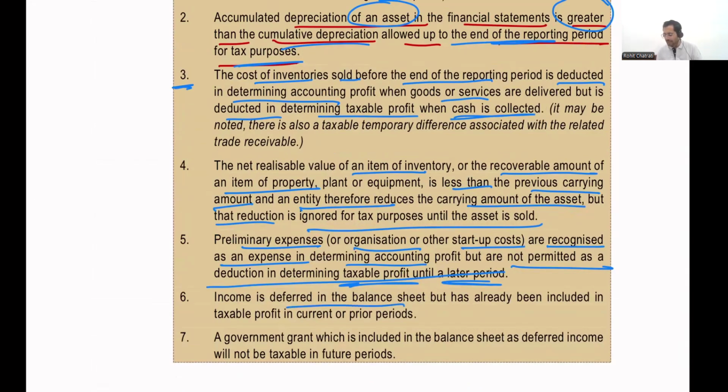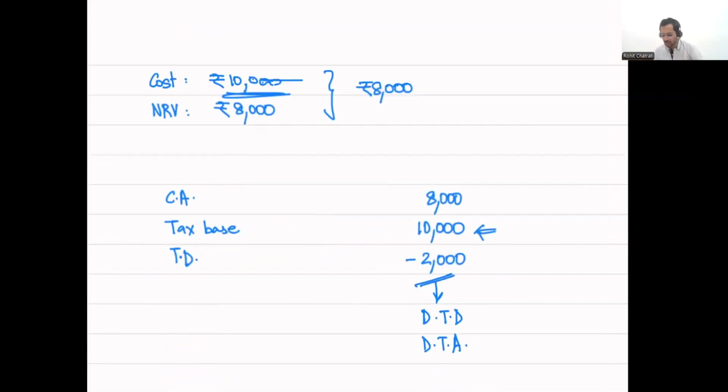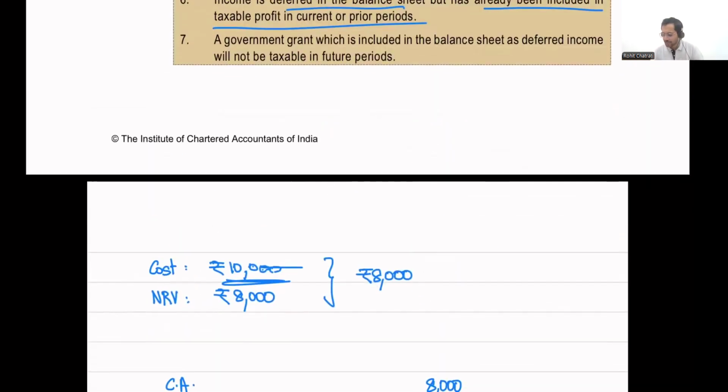Income is deferred in the balance sheet but has already been included in taxable profit in the current or previous periods. Let us say I have received an income in advance of rupees 1 lakh. What is the journal entry going to be for this?